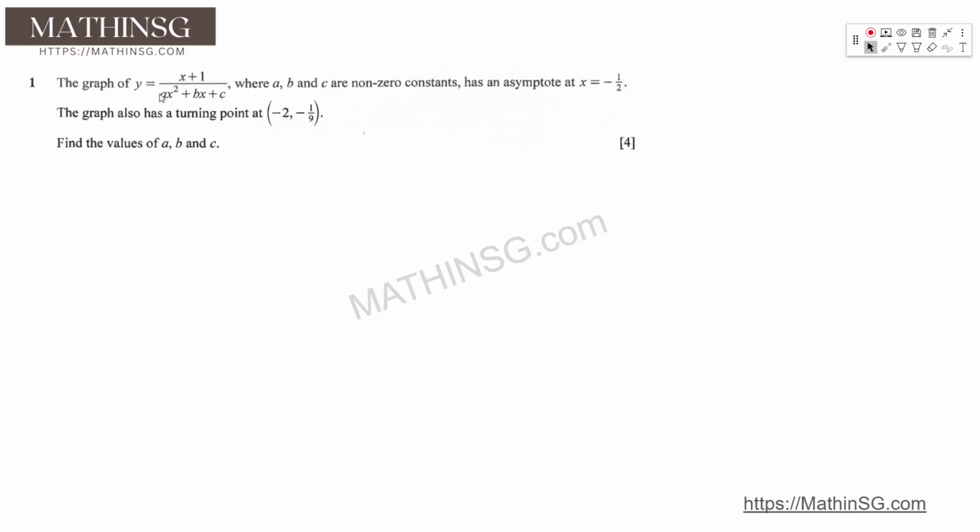The graph of y equals to x plus 1 over ax squared plus bx plus c, where a, b, and c are non-zero constants, has an asymptote at x equals to minus half. The graph also has a turning point here. Find the values of a, b, and c.